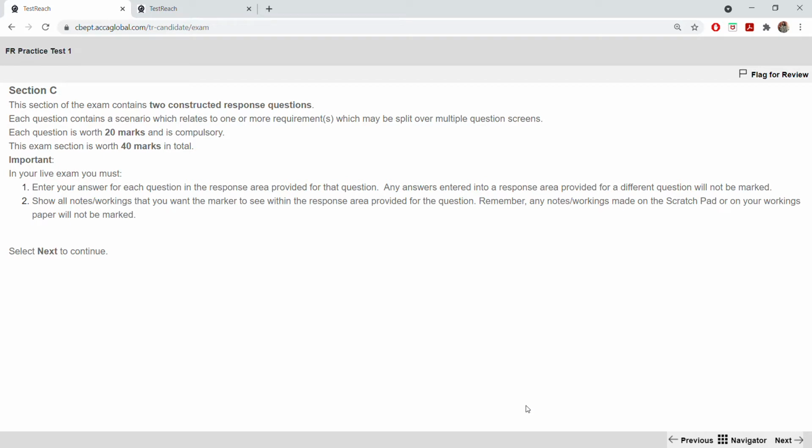So I'll be discussing section C here. Here you can see there are two questions worth 20 marks each. So the total for this section is 40 marks. Here you have to do calculations using Excel.